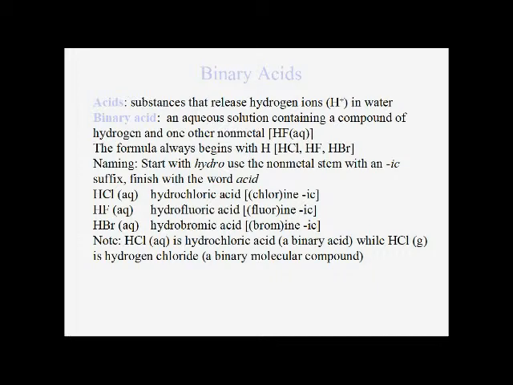So for our binary acids, we're going to start off with the word hydro as a prefix. We're going to go into the root of the nonmetal, chlorine, but we're going to change the ending to an ic ending, and then throw the word acid after it. So chlorine becomes chloric, so it becomes hydrochloric acid for HCl. HF in water is hydrofluoric acid. HBr in water is hydrobromic acid. HI in water is hydroiodic acid.